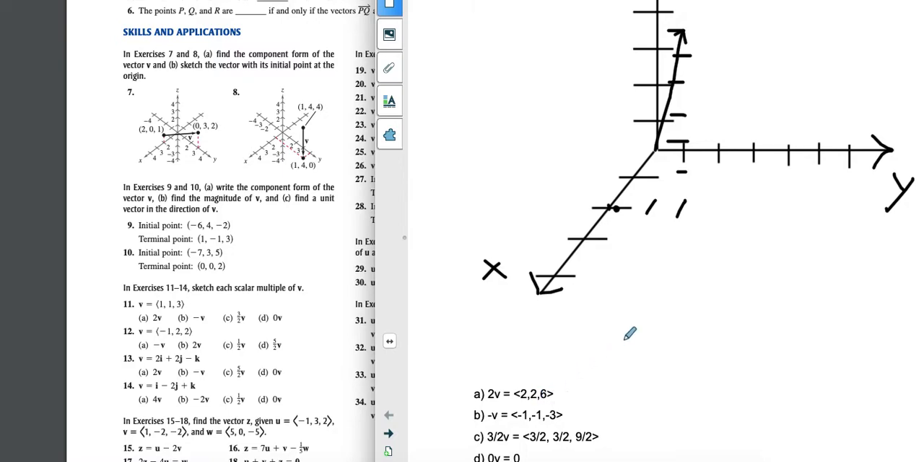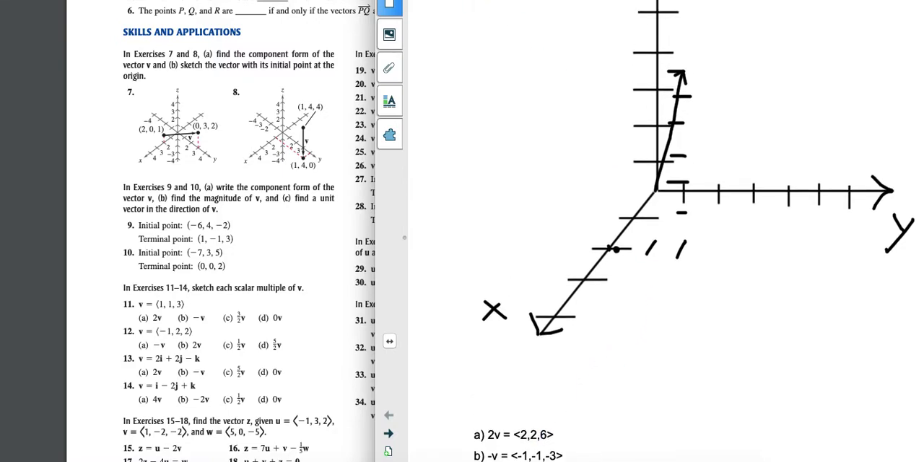Negative 1, negative 1, negative 3. Okay, I'm going to erase this data. If you want, you can keep all your vectors right on the same graph, but it's tough to see online here. So I'm going to start again at the origin, and I'm going to go to the point negative 1, negative 1, negative 3. So negative 1 in the x direction brings me back to here. Negative 1 in the y direction would bring me this way, and then I'm going to go down 3 in the z direction. So 1, 2, 3. So this vector goes from here down to there.